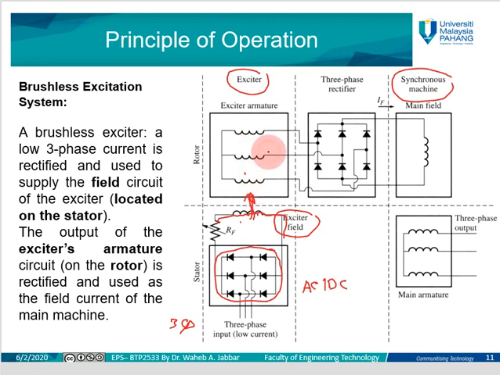It will induce the voltage here. This voltage that will be induced in the rotating part will be AC voltage. It will go through another rectifier circuit here. The rectifier circuit will convert the AC induced voltage in the rotor of the exciter into a DC current that will be fed into the field winding or the rotor of the synchronous machine. So here, this is the main field or rotor of the main machine. This will be the stator of the main machine. This will be the stator of the exciter. This will be the rotor of the exciter.